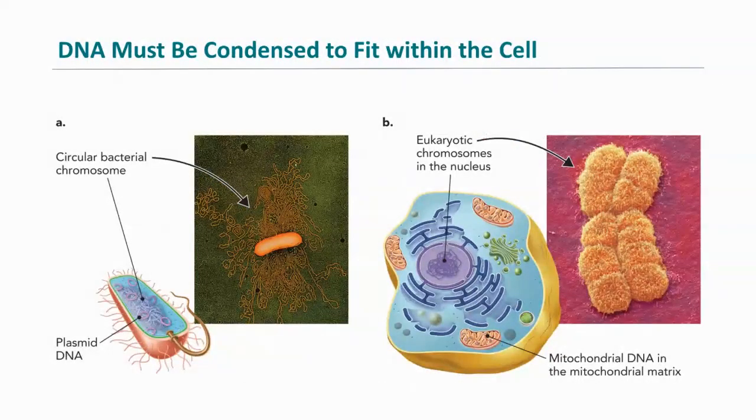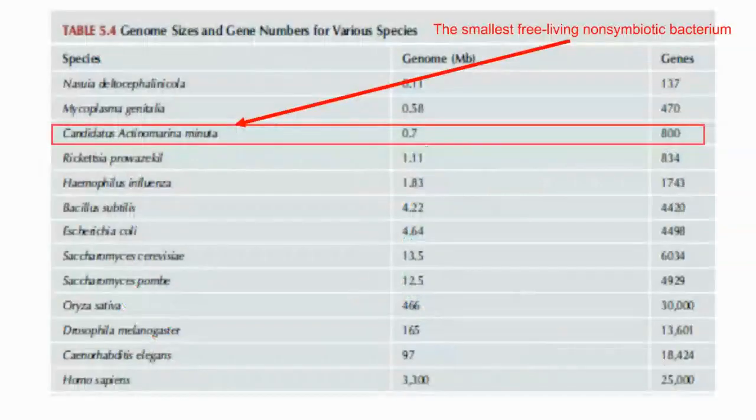And the DNA must be condensed to fit within the cell. We know that in bacteria, the DNA fits into the cell, and the eukaryotic chromosome fits into the nucleus, right? This is because the DNA is associated with some proteins, and these proteins can help to condense the DNA so that the DNA will be able to fit into the cell.